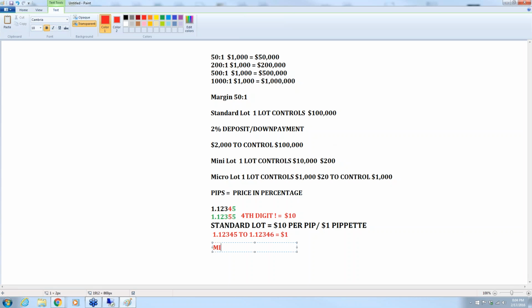On the mini lot, the pip is $1 and the pipette is 10 cents. Chris has got you. Exactly. Okay. On a micro lot, the pip is 10 cents. Pipette. If I spelt it wrong, you get over it. Okay. You just follow me. So pip.